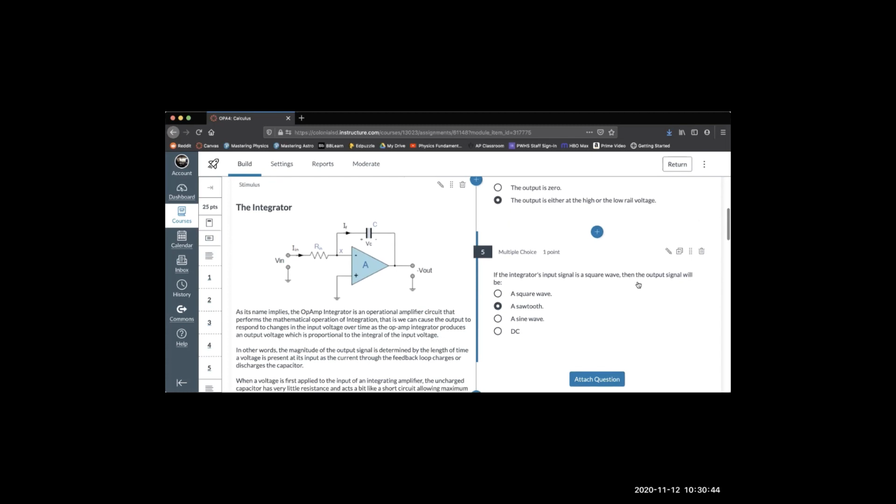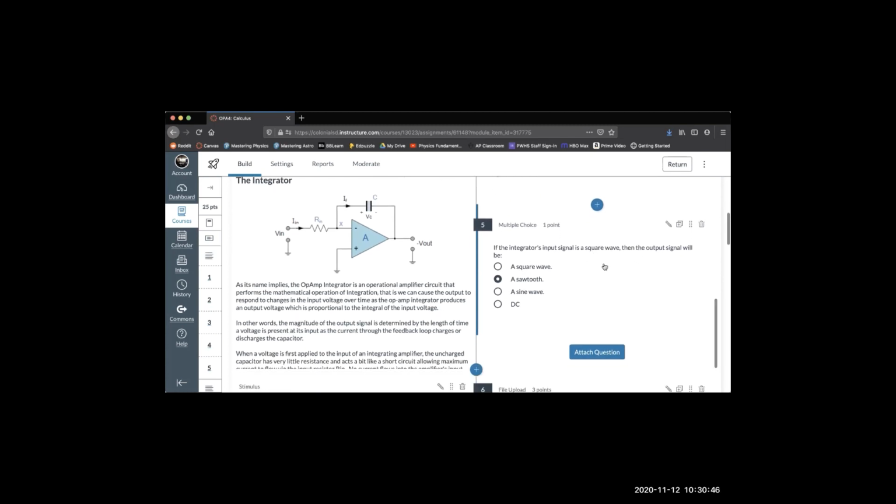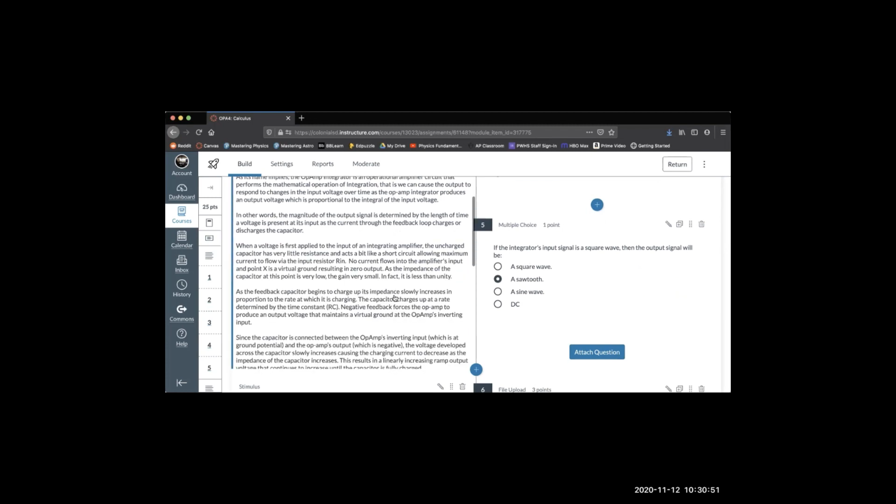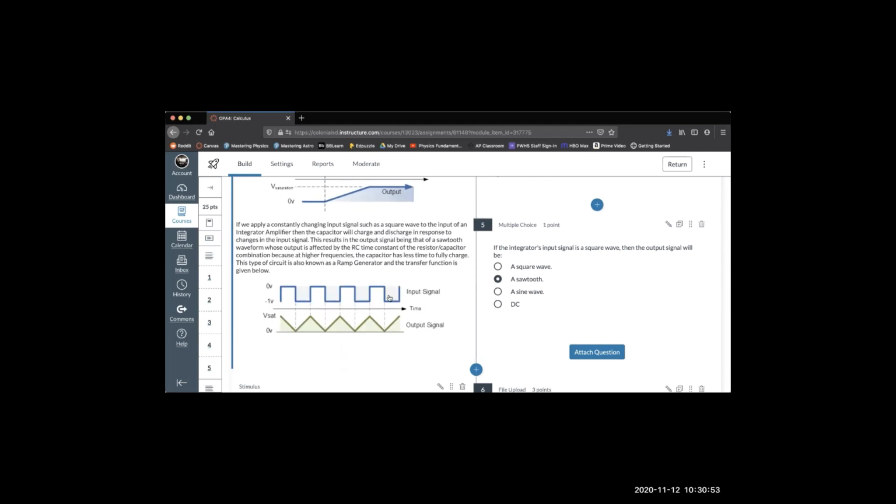Anyway, the output is the high or low rail voltage. That's what goes on. If the integrator's input signal is a square wave, the output is a sawtooth. We can actually see that down here. If my input is a square, then the output is a sawtooth. Drew, look at that really carefully and realize that if you integrate a square, the integral is a sawtooth. I'm looking at the answer key right now. It says sawtooth on my screen.